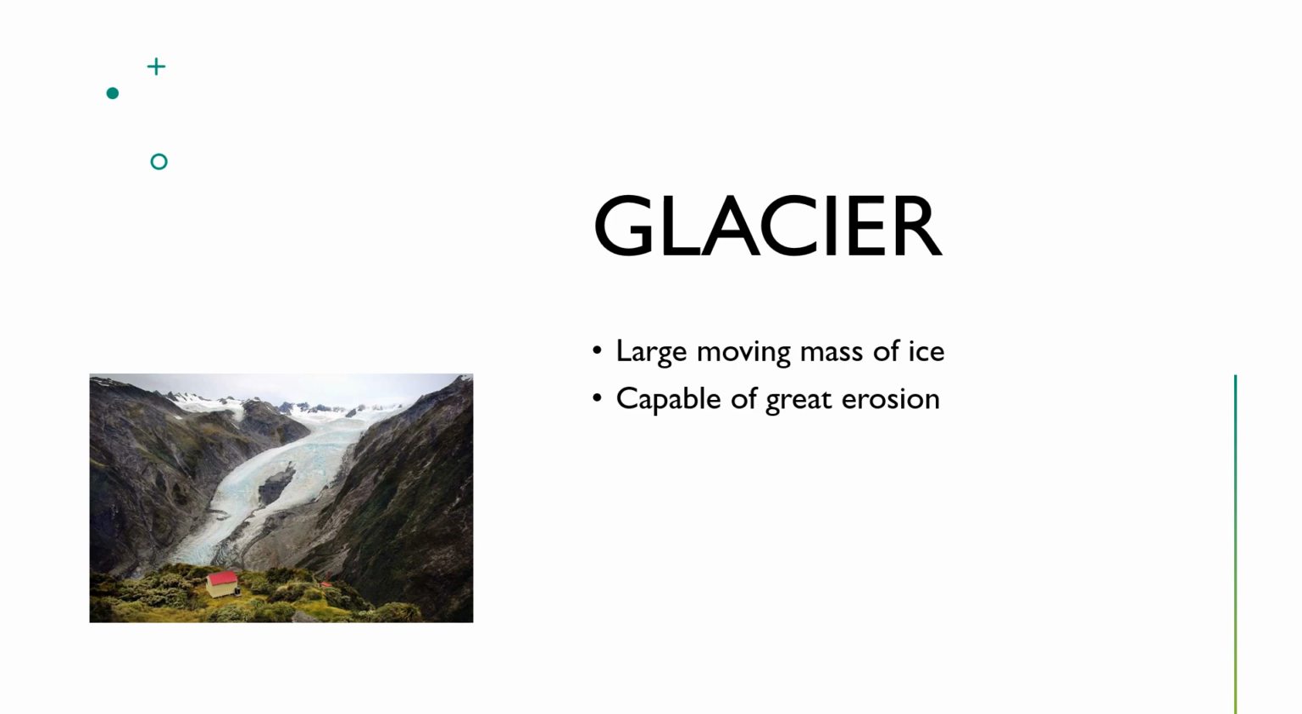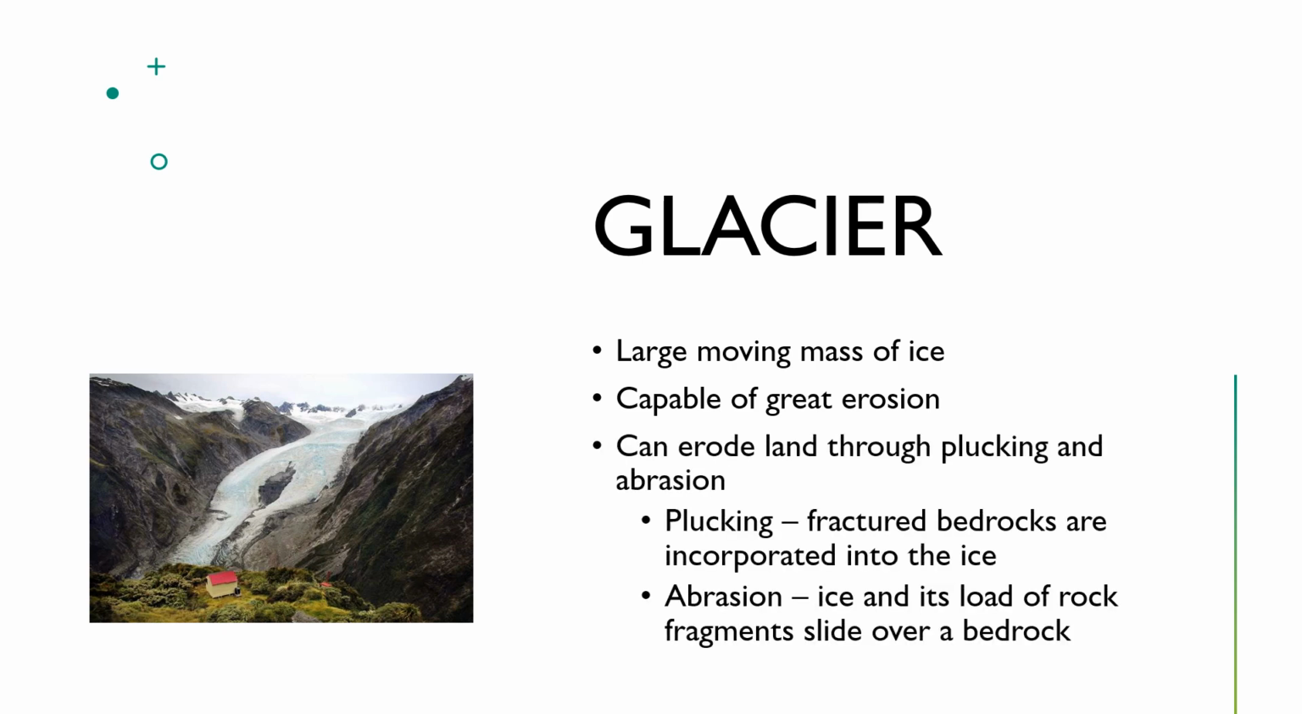Now, glaciers are capable of great erosion, and they can erode land through plucking and abrasion. So, plucking is the process wherein fractured bedrocks are incorporated into the ice. This occurs when ice water penetrates the cracks and joints. As the water freezes, it expands, loosens, and pulls out the rock fragments. This, in turn, makes the rock fragments become part of the glacier.